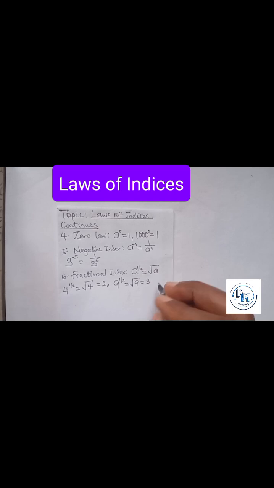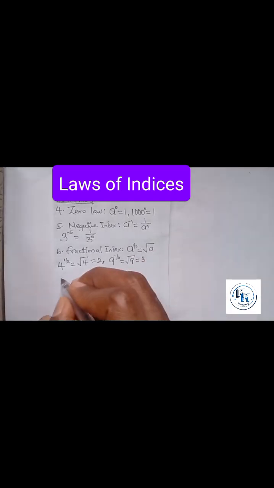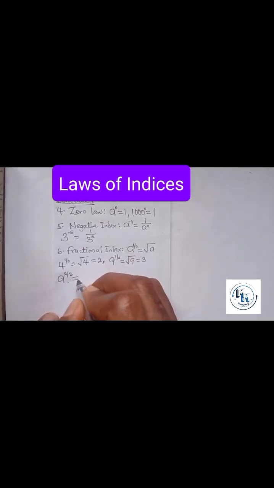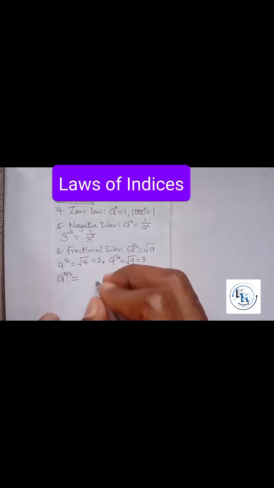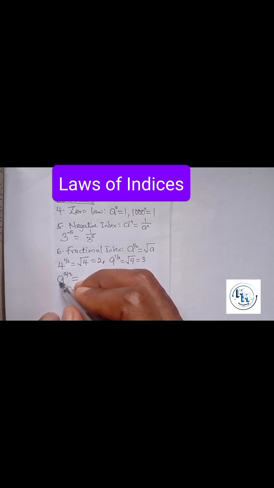Let's say I have a power 2 over 3. Of course, this is a fraction, but not 1 over 2. That shows that what applies in the previous one cannot apply here. Now pay attention here. This is what the law says: you take the nth root of the base number. Here our a is the base.